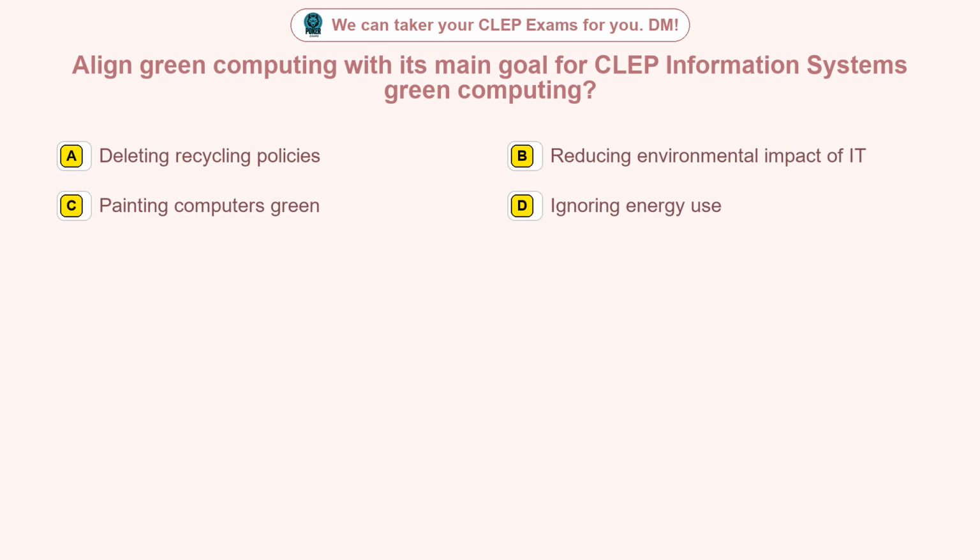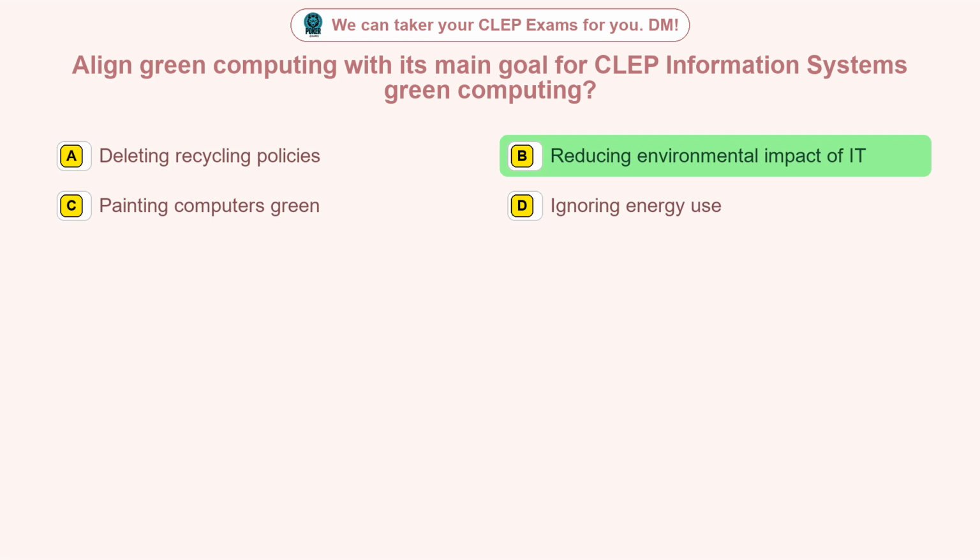Question 95. Align green computing with its main goal for CLEP Information Systems green computing. Option A. Deleting recycling policies. Option B. Reducing environmental impact of IT. Option C. Painting computers green. Option D. Ignoring energy use.